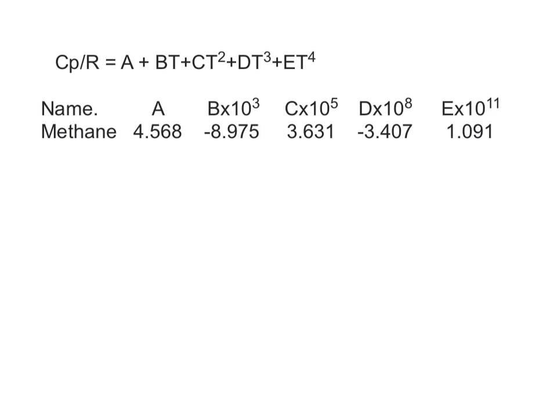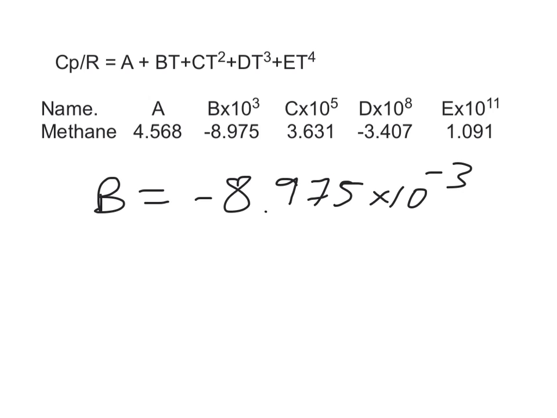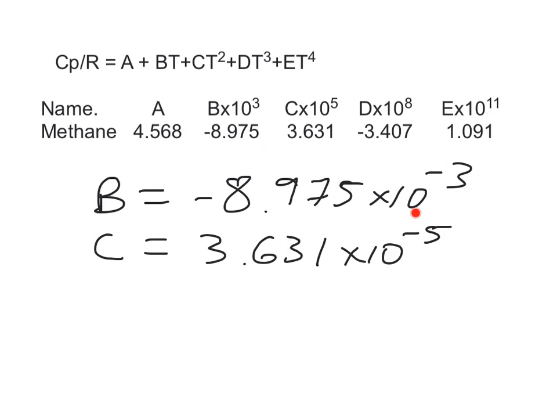So in actuality, B in this case is equal to negative 8.975 times 10 to the negative 3. And then C is equal to 3.631 times 10 to the negative 5. And D is negative 3.407 times 10 to the negative 8, etc. So you just have to realize that these numbers have this 10 to the minus 3, 10 to the minus 5, or 10 to the minus 8th or 11th tacked onto them. Again, that's because this is B multiplied by 10 to the third, so to get B itself, we need to multiply by the inverse of it, which gives you this here.